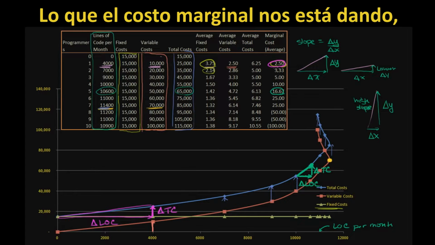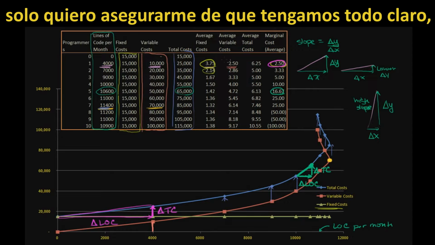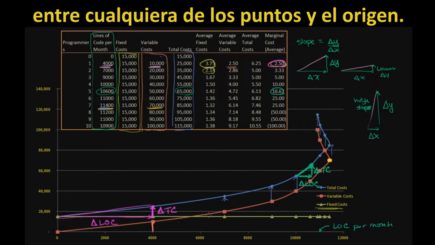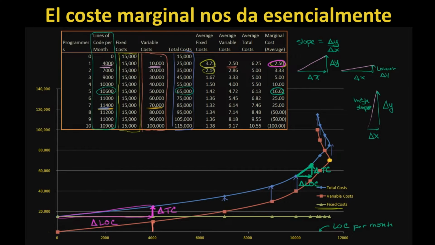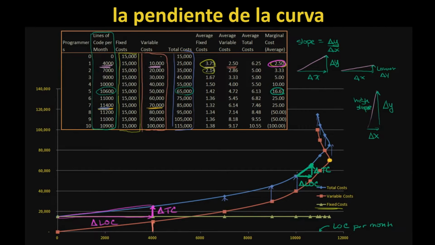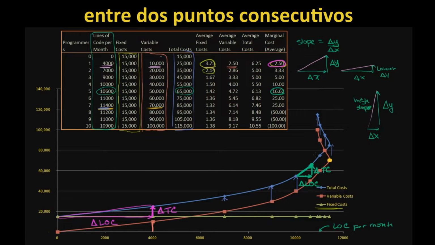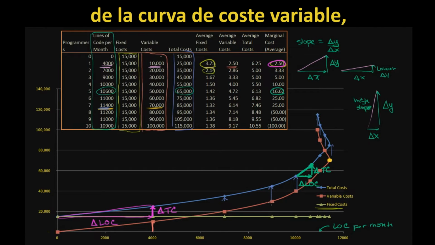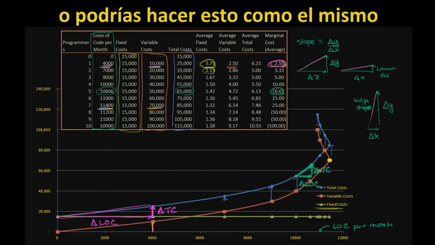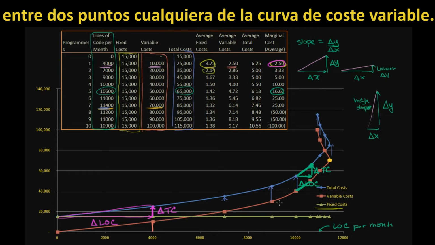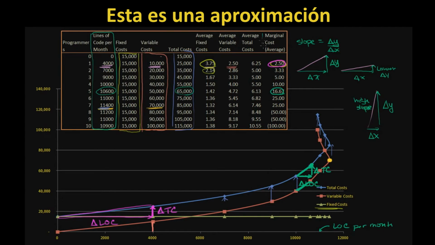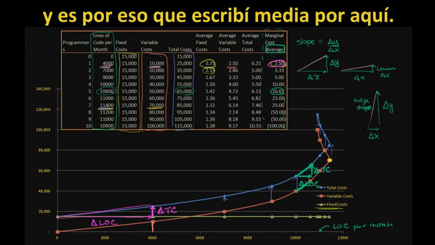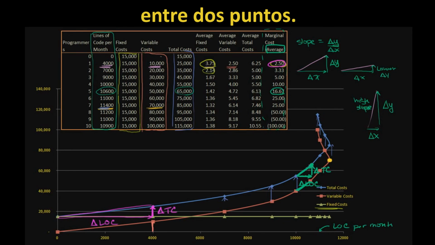So I just want to make sure we get everything clear. These average fixed, average variable, and average total costs give us the slope of the line between any of the points and the origin. The marginal cost is essentially giving us the slope of the curve between any two consecutive points on the total cost curve. Or, because it's really just a shifted version of the variable cost curve, you could view this as the slope of the line between any two points on the variable cost curve. So this is an approximation. You could view this as the average, and that's why I wrote average over here. This is the average slope of the curve between these two points.